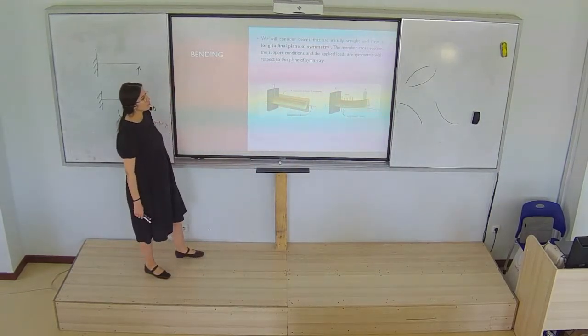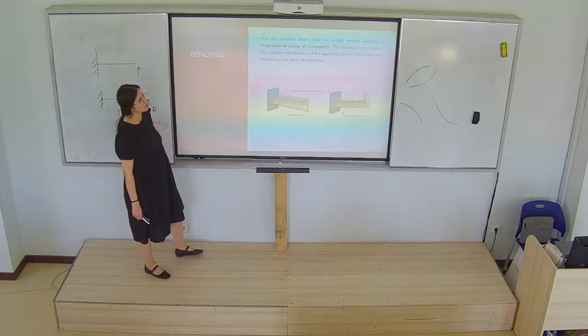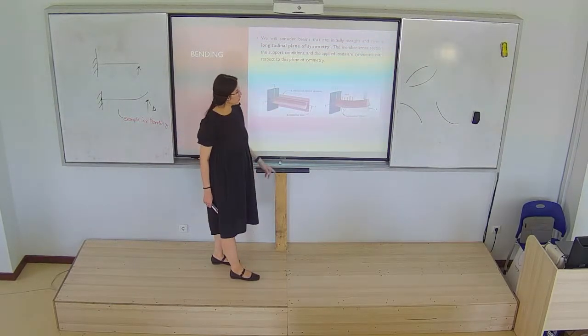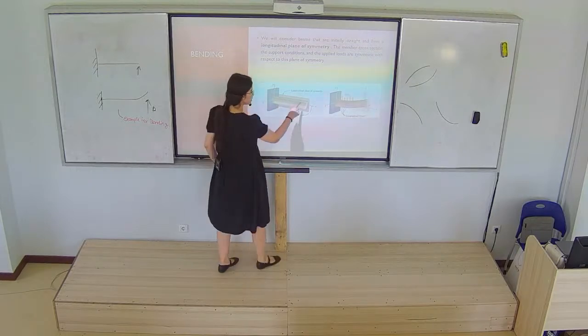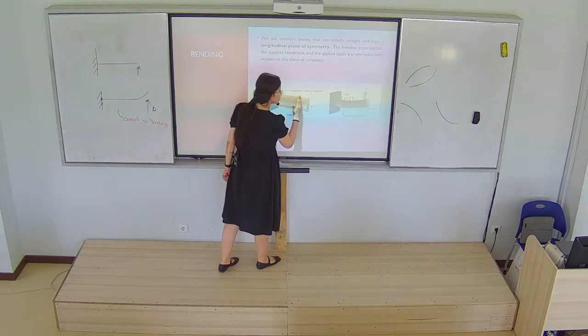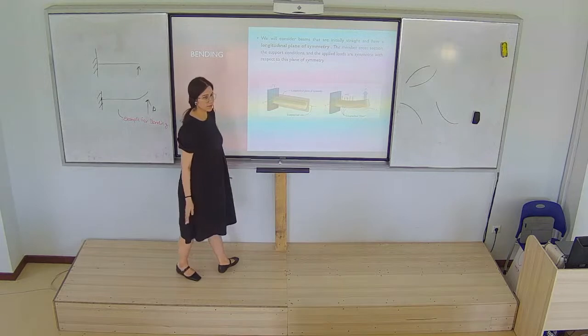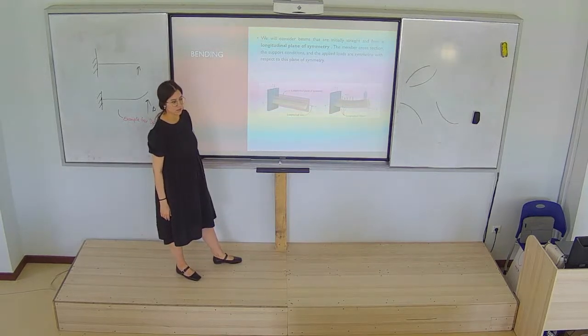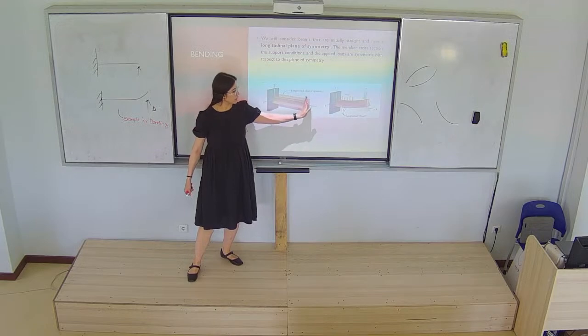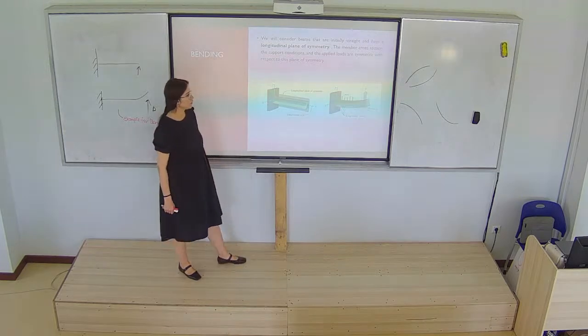So, we will consider beams that are initially straight and have a longitudinal plane of symmetry. What does it mean? The longitudinal axis is the x-axis, and the longitudinal plane of symmetry is this one, because around this plane our beam is symmetric. You understand this one, right? This one is a longitudinal axis. About this longitudinal axis, our beam is symmetric, and this plane we will call the longitudinal plane of symmetry.